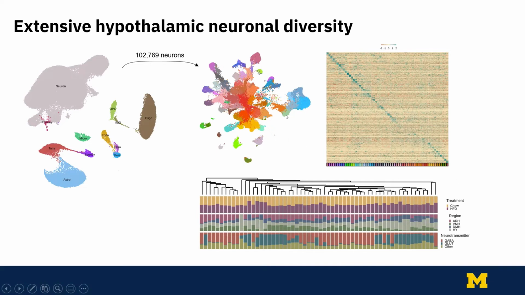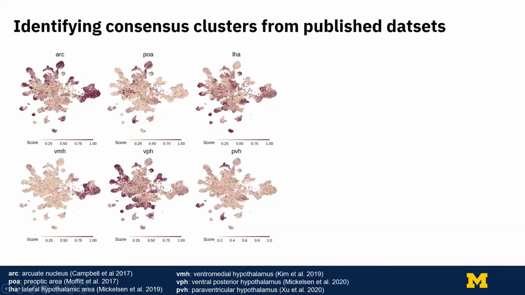So to identify what these populations are, we then turn to using some published data sets as a reference atlas for labeling our data set. So I'm showing you here some example data sets that we use, and you can see that correlate populations tend to have distinct expression across our data set.